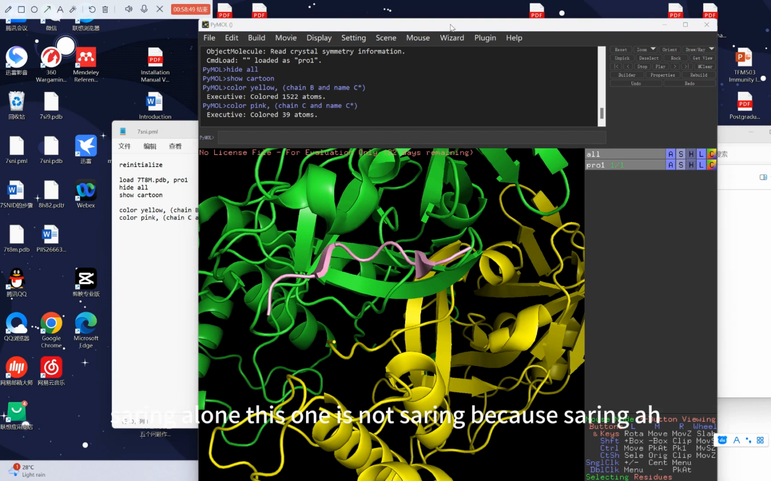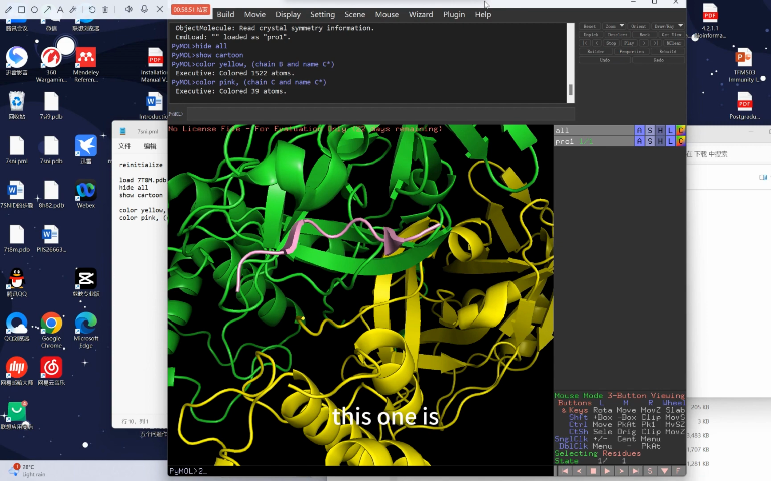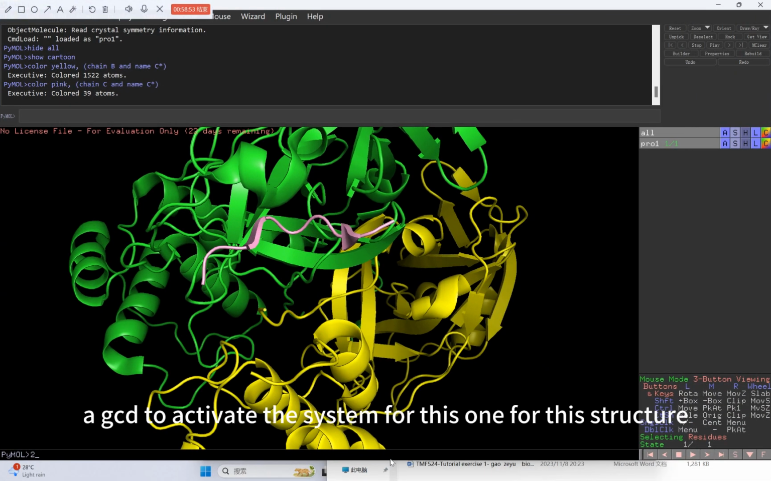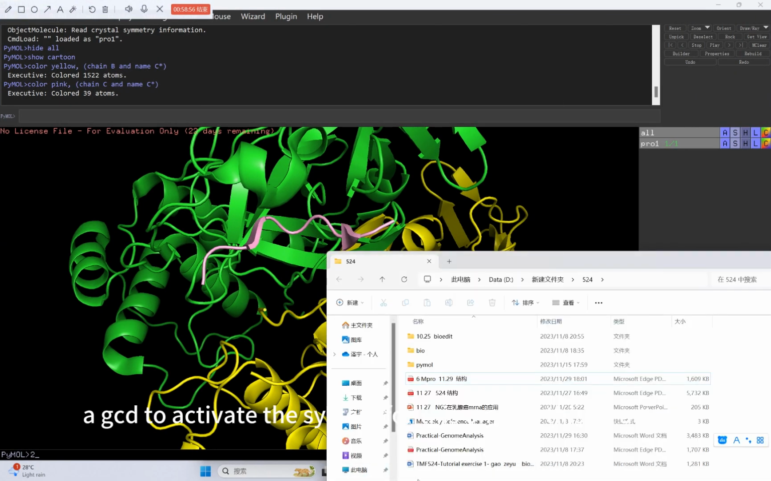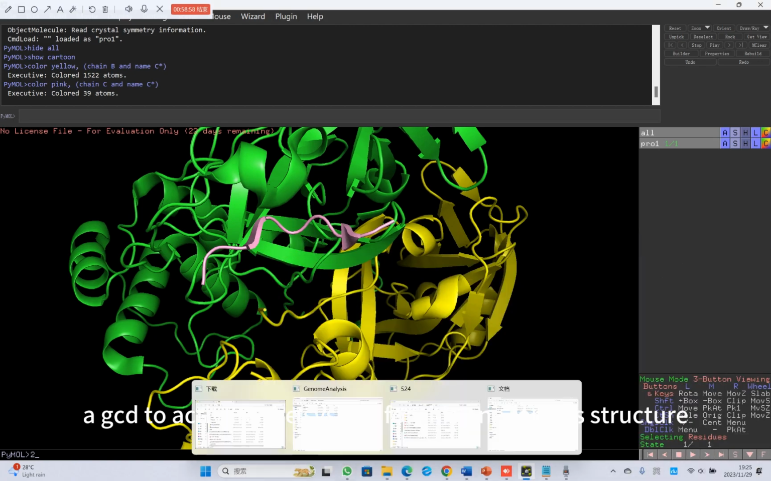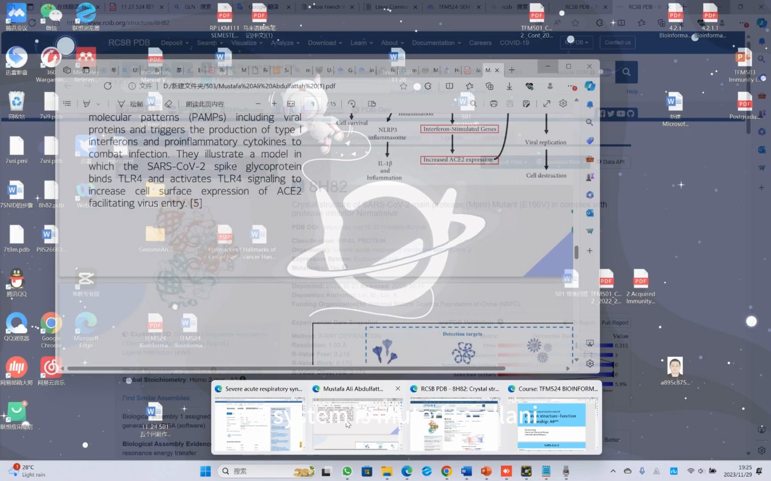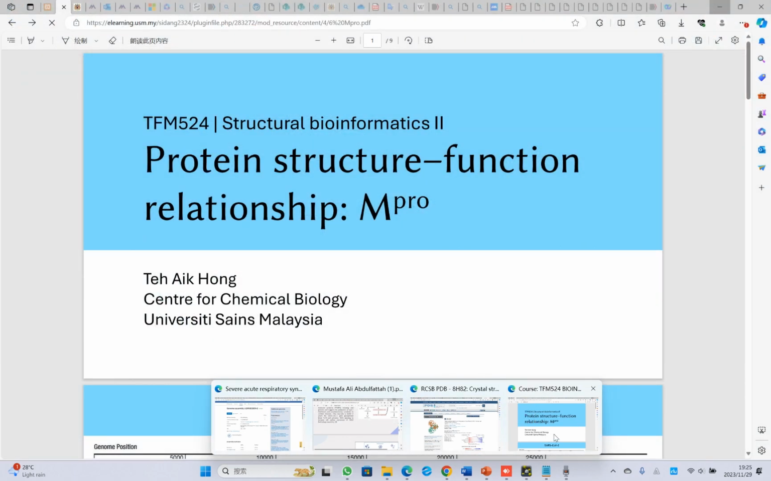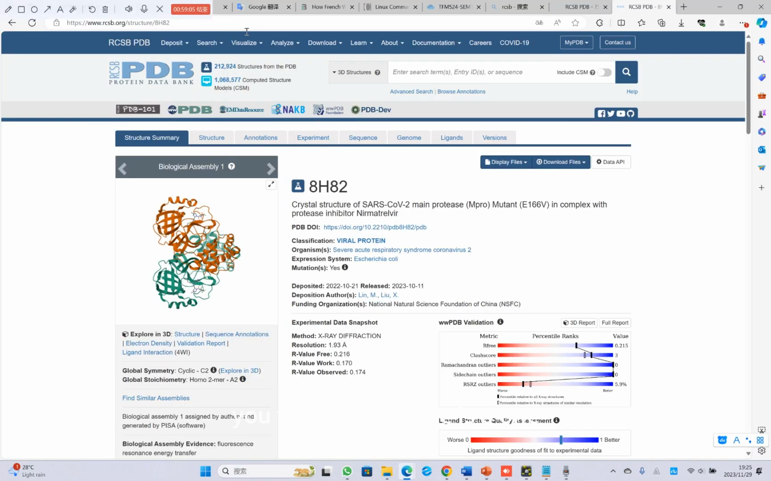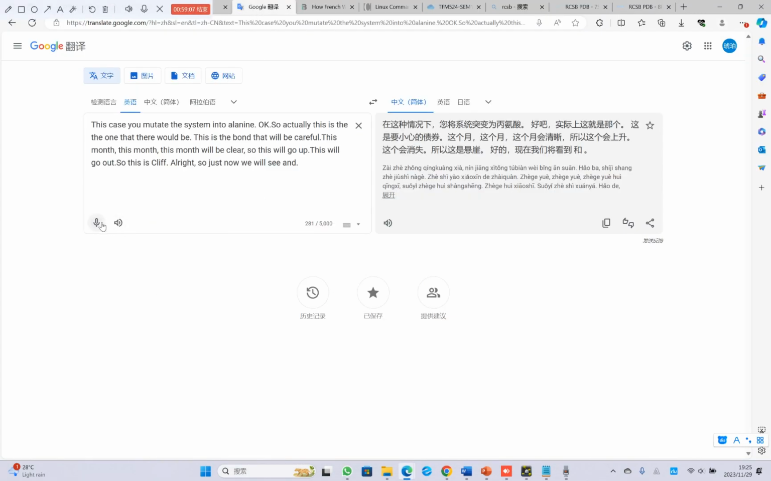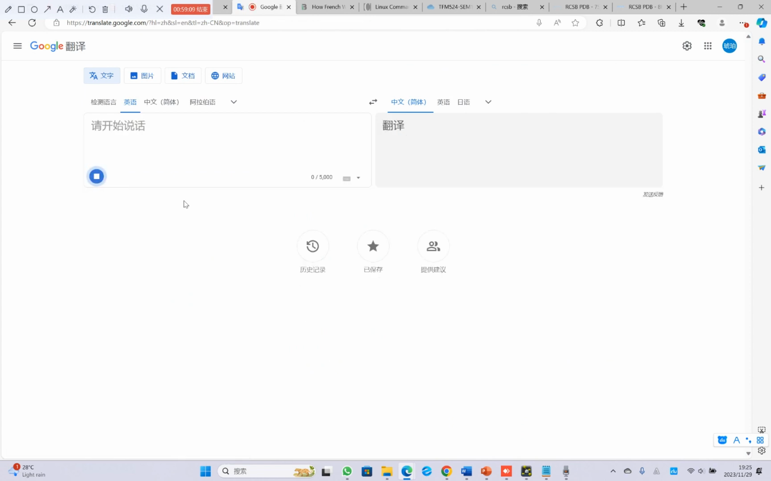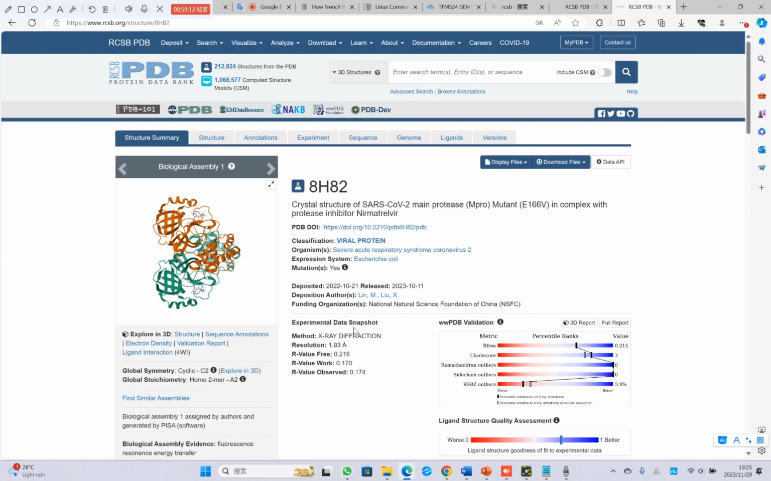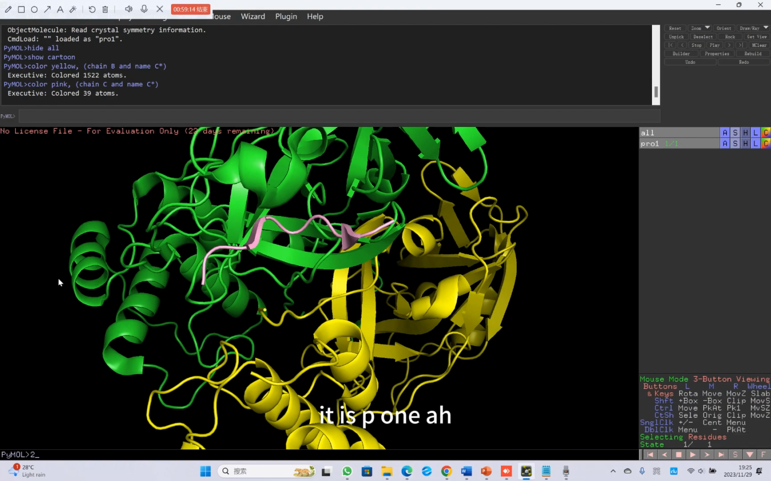Okay, now those who are done already, you can try to find where the serine is. No, this one is not serine. You try to find the histidine that activates the cysteine. For this structure, the cysteine is mutated to alanine. You try to find where P1 is. Can you see the slide again? It shows P1.